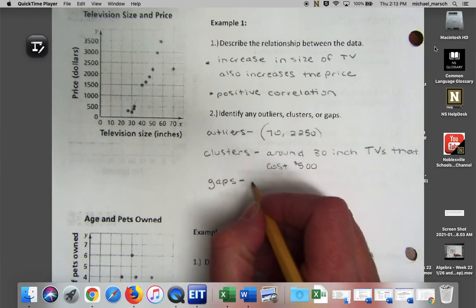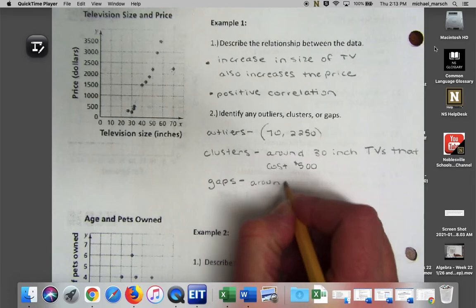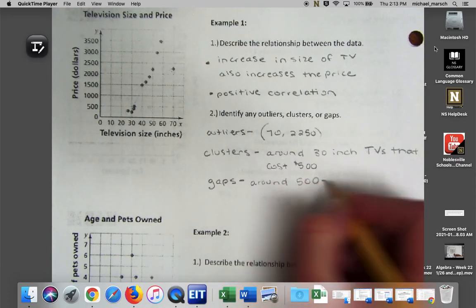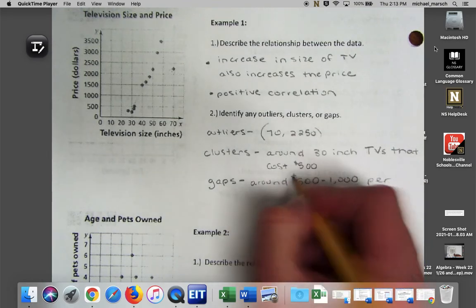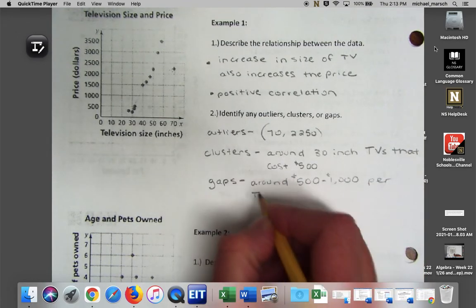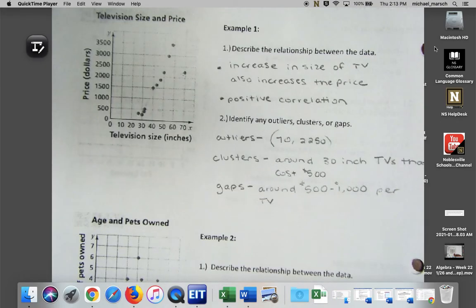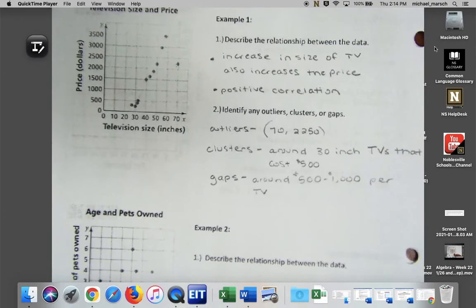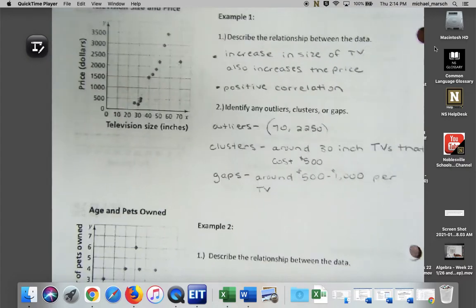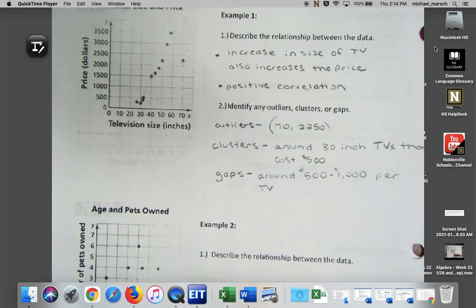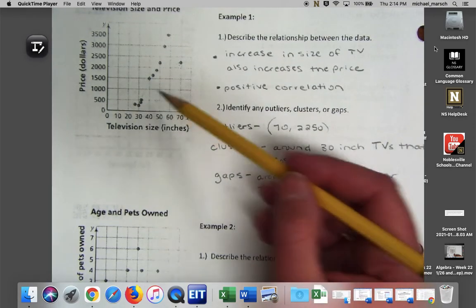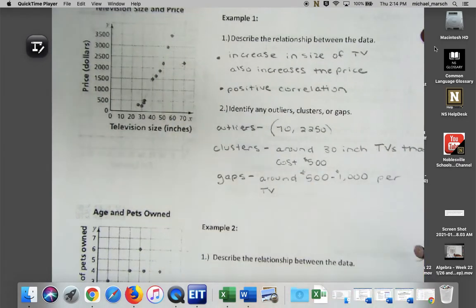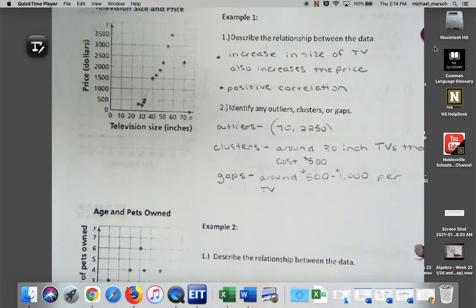Around $500 to $1,000. Right, and again, this is old data. Maybe that's a prime spot now. But when this was taken, it was not a popular size or price. Right around here, there weren't many TVs being sold. These aren't actual data. They just get random numbers and put it together, right? I don't know.